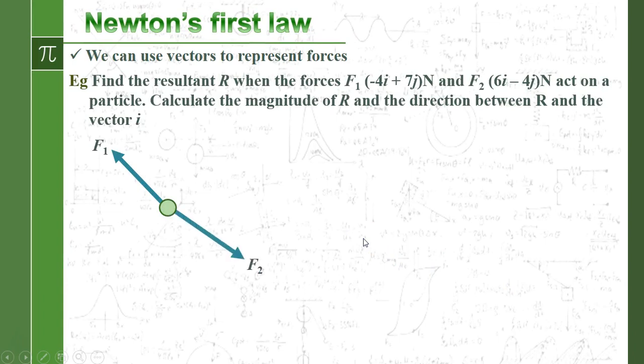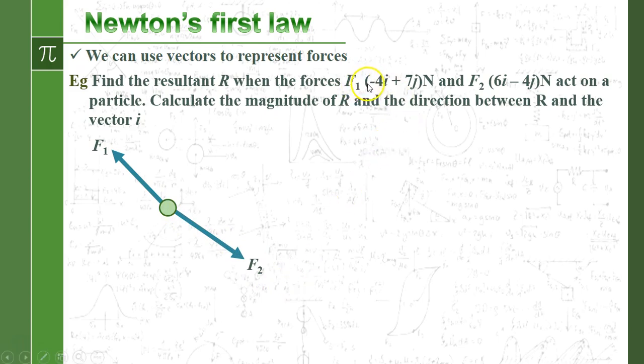Exactly the same principle now, but we're just going to do it in terms of vectors. So we've got the resultant force, which is essentially the combination of these two forces. I've got a force that's going to try and drag this particle off in this direction, another force that's going to try and drag it in that direction. So how is this particle actually going to move? What's going to be our resultant?